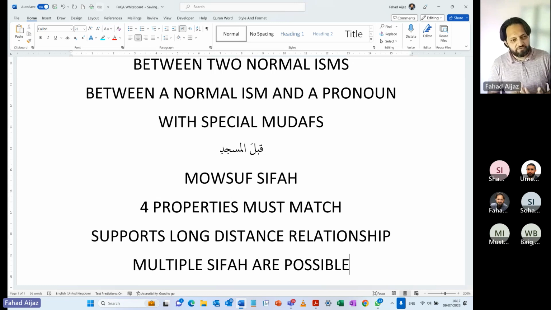So it can be a fast, blue, speedy, beautiful, long car. There is one car, but it has many, many characteristics and adjectives. So you can have multiple sifas of a single mawsuf. That's what we also discussed.